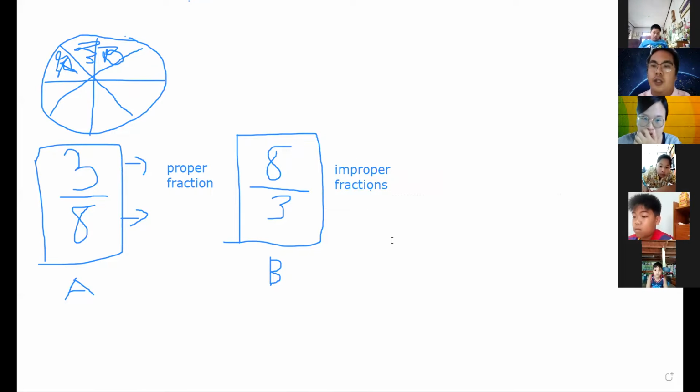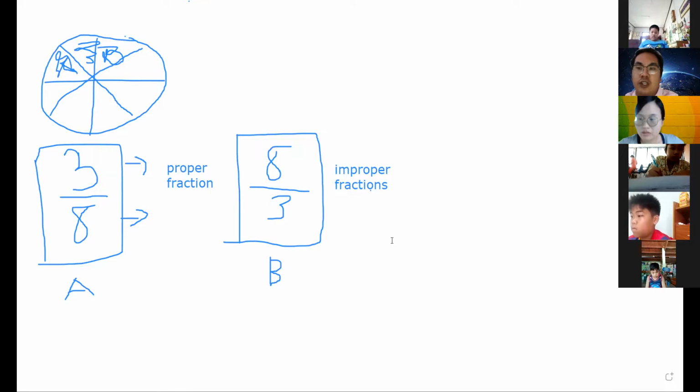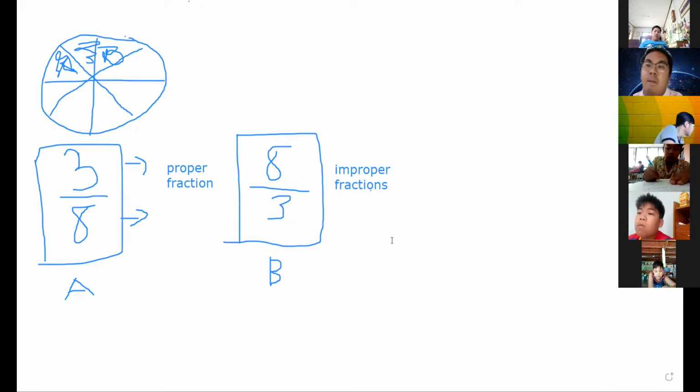Okay, proper fractions are fractions where the numerator is smaller than the denominator. Improper fractions are fractions that have a bigger numerator than the denominator. So that is what we call improper fractions and proper fractions. These are kinds of fractions. Let's take a look at this one.